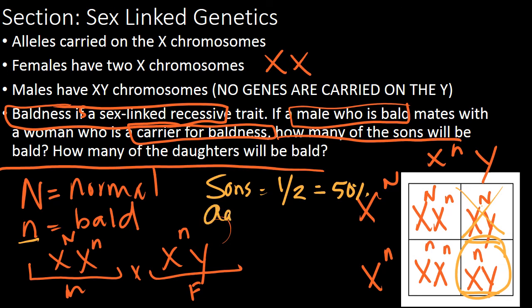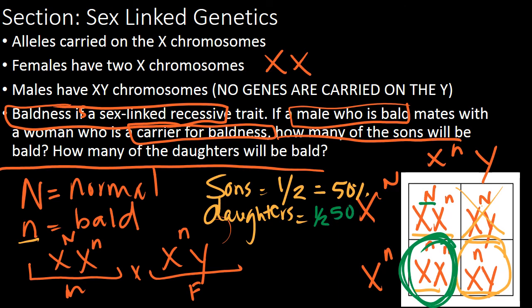Of their daughters, that's these two right here, we're looking for the ones that have 2 lowercase n's, and unfortunately she would be right there, so that's 1/2 of her daughters. This daughter up here at the top has 1 capital N, so she would be a carrier, but she would not be bald. The bottom daughter, this one right here, has 2 lowercase, so 50% of their daughters will be bald. Okay, and that's it.